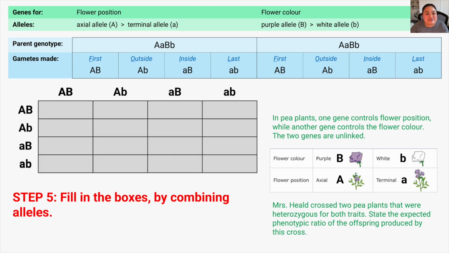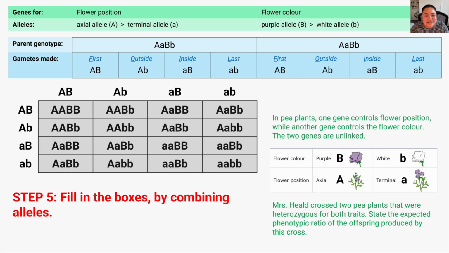Step 5. Fill in the boxes by combining the alleles from each gamete in the row with each gamete in the column. So these alleles from this row combine with these alleles from that column. These alleles from that row combine with these alleles from this column. These alleles from that row combine with these alleles from this column. And these alleles from that row combine with these alleles from the same column.